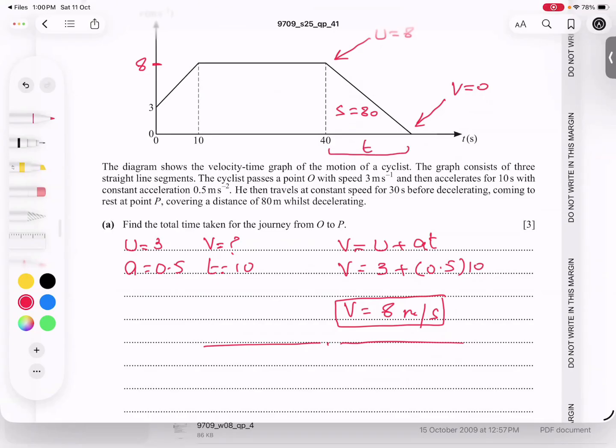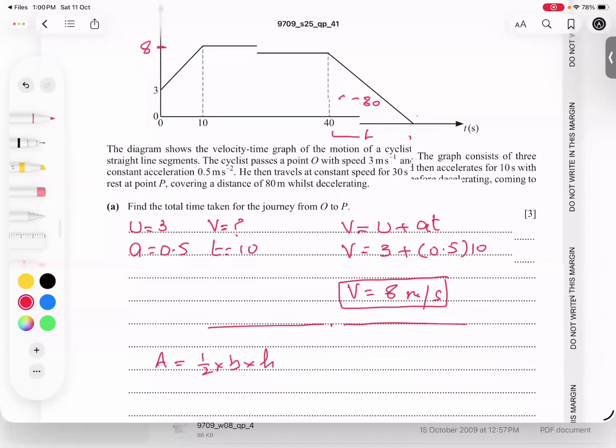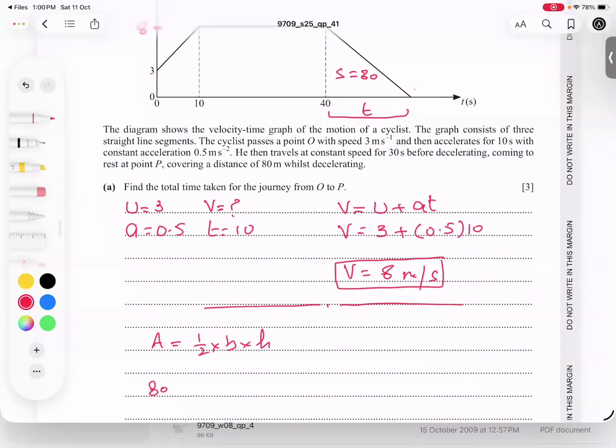So half into base into height, because this is called height, which you know is 8. So there's no need for this. So this is the time and height is 8. So what is the area formula? Half into base into height. And I can find the area is 80 meters.